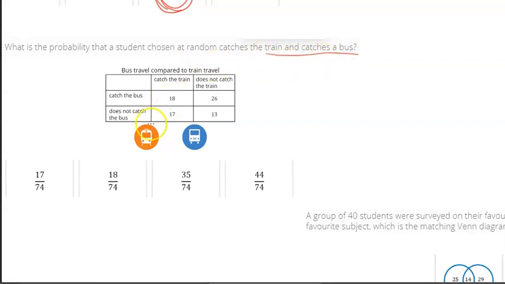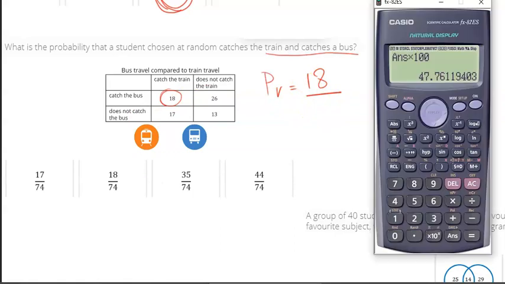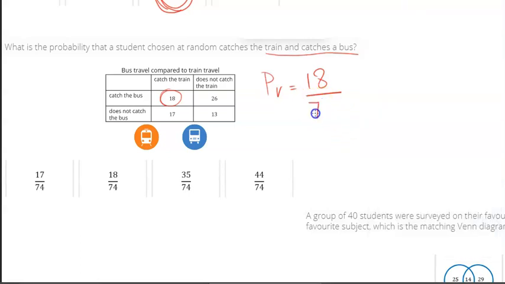In this case, there's only one circumstance where this happens: catches a train and catches a bus, because you have to belong to both categories. So it's this number here. So our favorable one is the 18. So this is the number that goes on top. And on the bottom is just our total, which we just have to manually work out. 18 plus 26 plus 17 plus 13. And that gives me a total of 74.